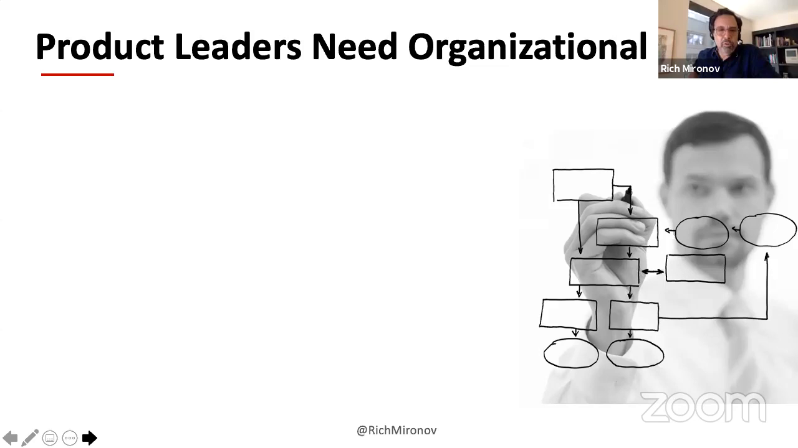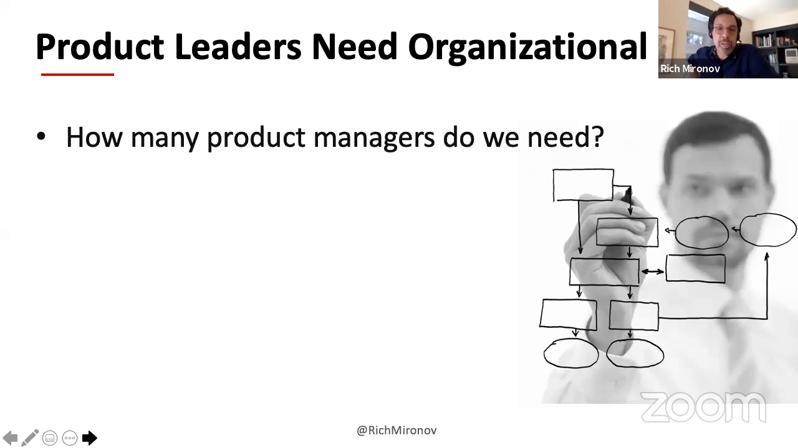It's not enough just to grab a bunch of folks and give them a little name tag that says, "I'm a product manager. Hello, my name's George, I'm a product manager." No, that's not going to work. So questions like, how many product managers do we need? Or product owners, if we're calling them that, right?